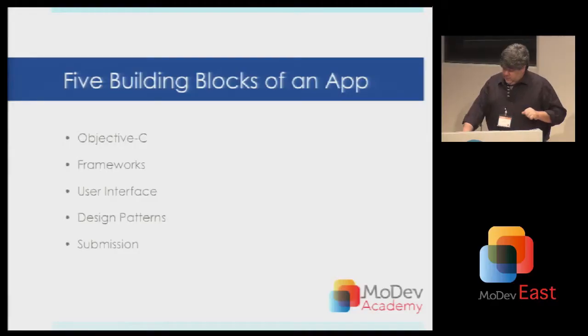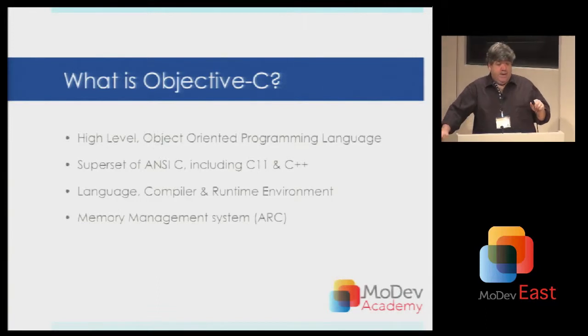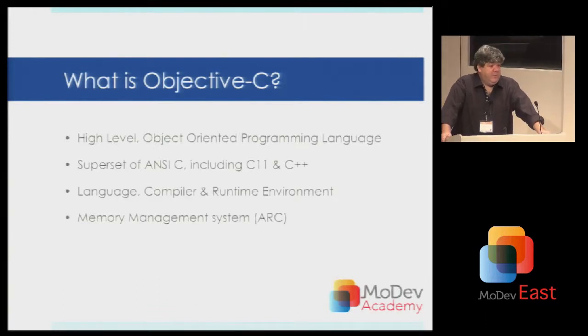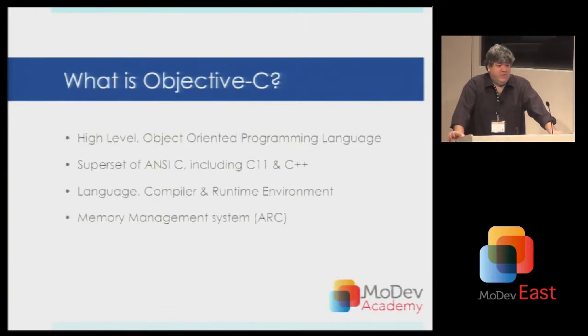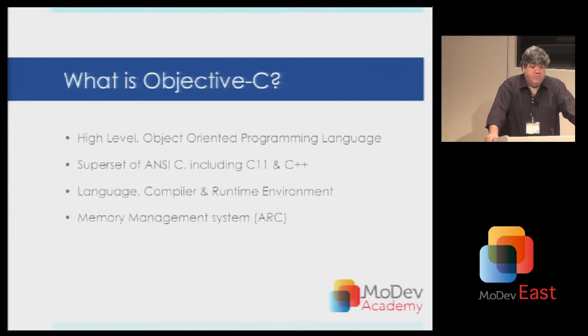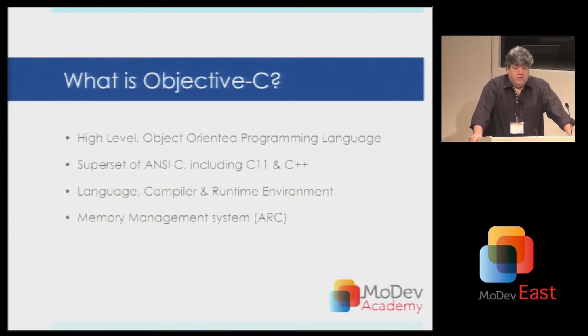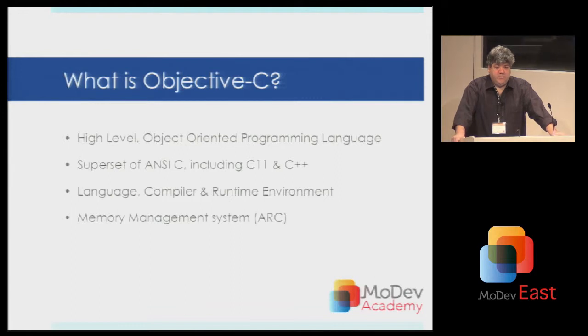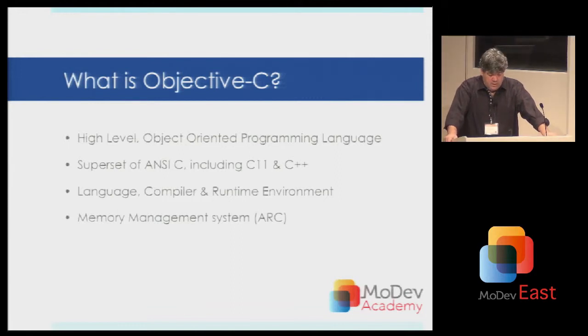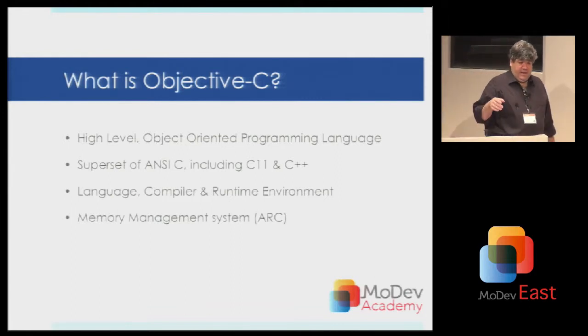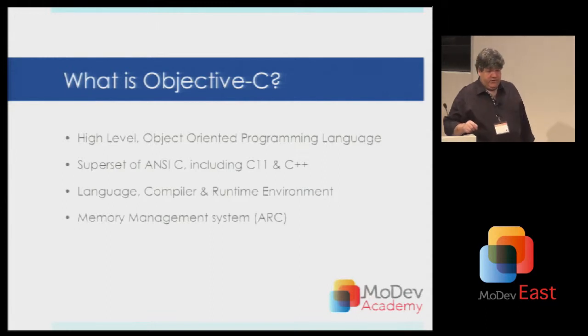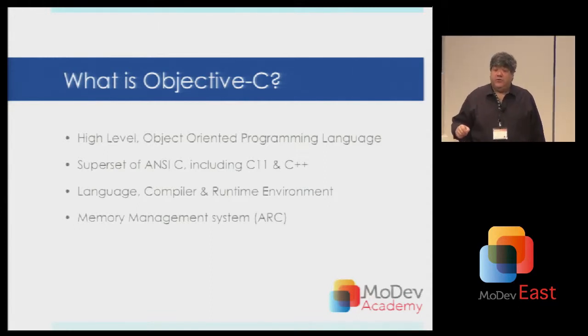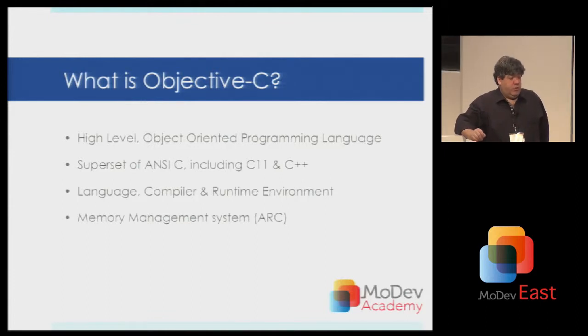The first one is Objective-C. Objective-C is a high-level programming language. It's a superset of C, and it has no relation to C++. Arguably, it's actually older than C++, just by a hair. It includes everything in C. It actually includes C++. So you can have C++ code and Objective-C code merged, and there are a couple of real good reasons to do that.